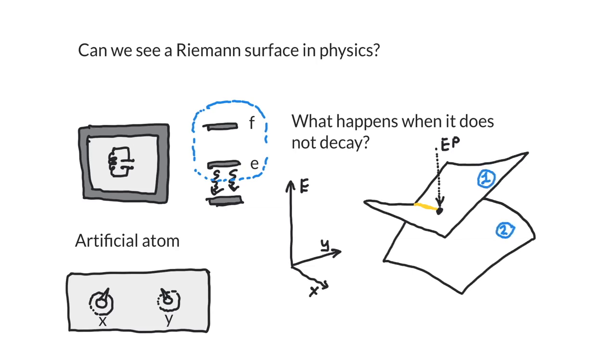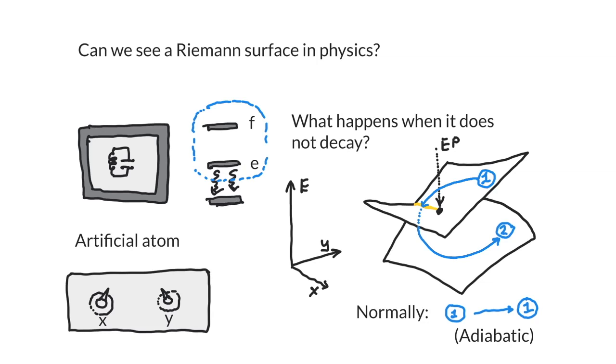Now normally, if we didn't have complex energies, if we started the system in state 1 and changed the parameters slowly, it would always stay in state 1. And that's what it means to be adiabatic. But with these complex energies on the Riemann surface, we can slowly change those parameters such that we go from one sheet to the other sheet. And this means that state 1 turns into state 2. And that happens just because of the shape of that Riemann surface that describes those complex energies.